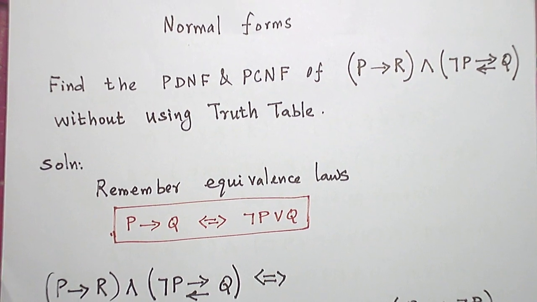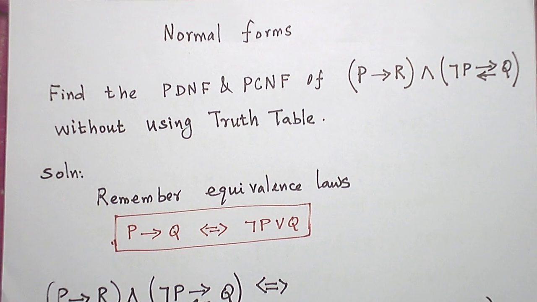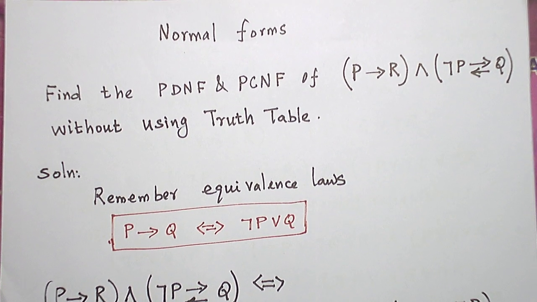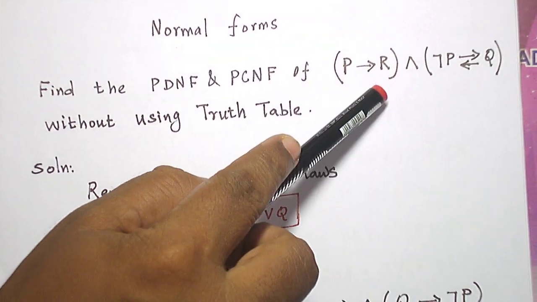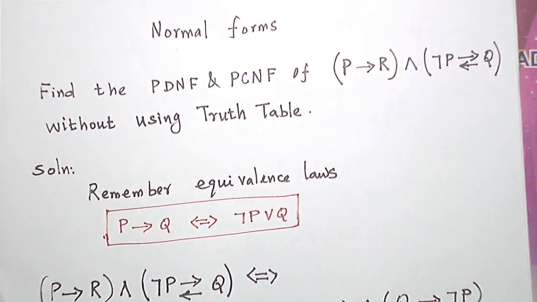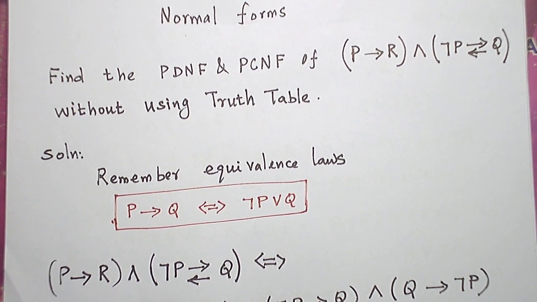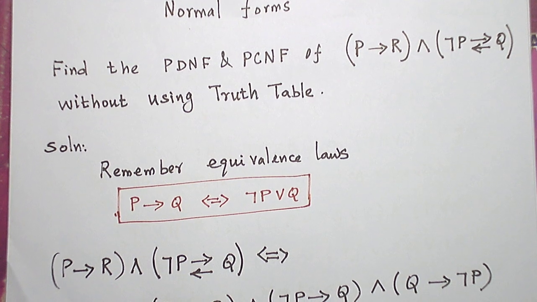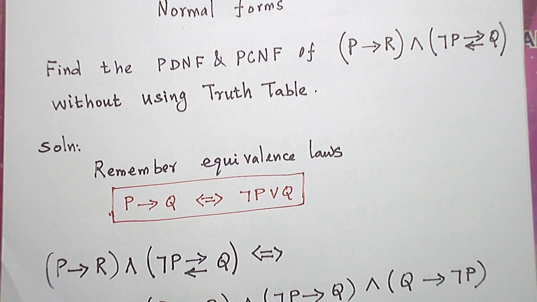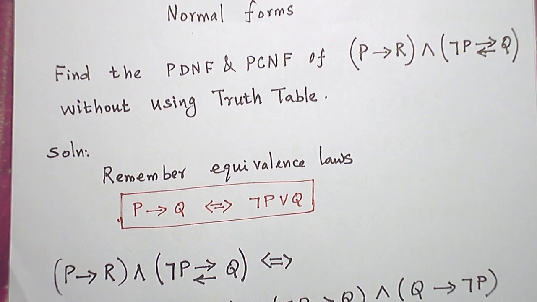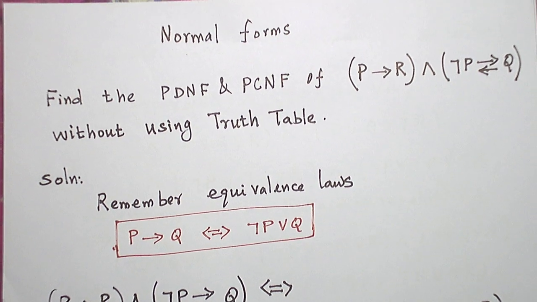Hello students, today let us see a problem from the topic normal forms under the subject discrete mathematics. Let me read the problem first. We are given a statement formula, P conditional R and negation P biconditional Q, and we are supposed to express the PDNF and PCNF of the given statement formula without using a truth table. First of all, remember all the equivalence laws we studied in the earlier videos.